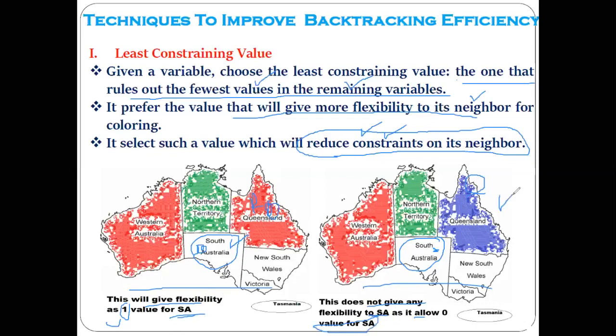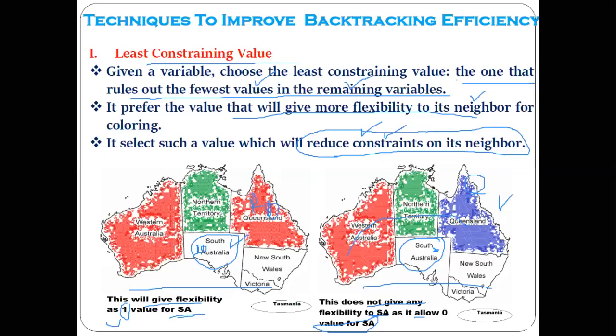In case of this, we are having zero values after giving all these colors. You are getting? Yes. So this is nothing but what? The least constraining value, where we select the value which will reduce the constraint on its neighbor. Reduce the constraint on its neighbor in the sense it will give the chance to the neighbor to select some particular color without conflict. Yes or no?